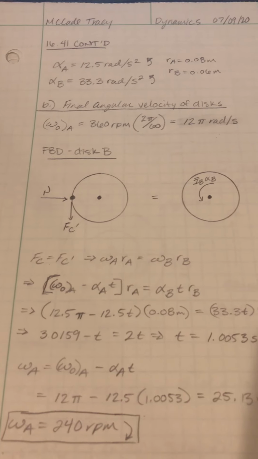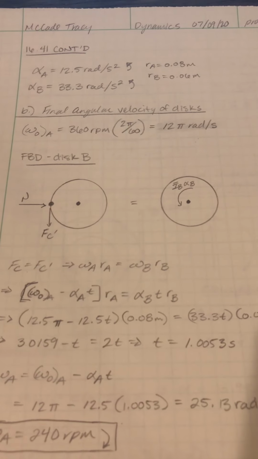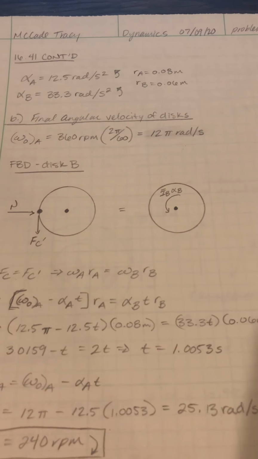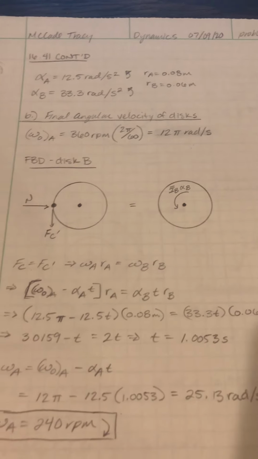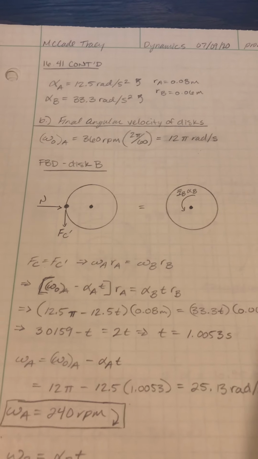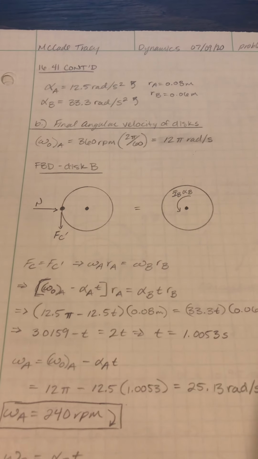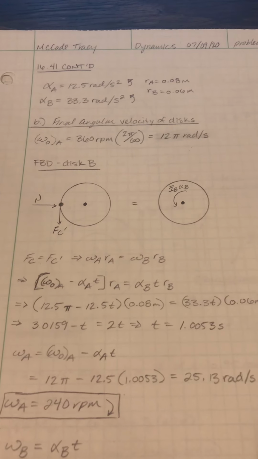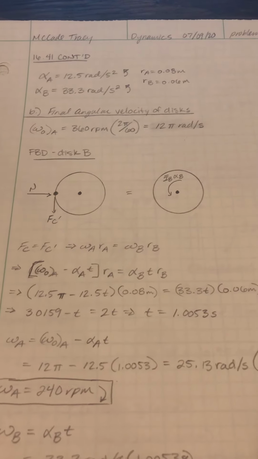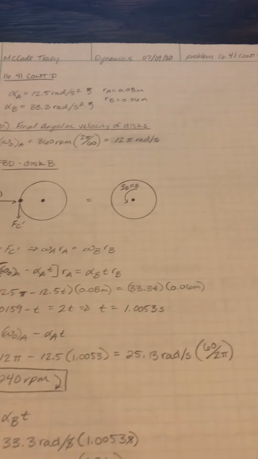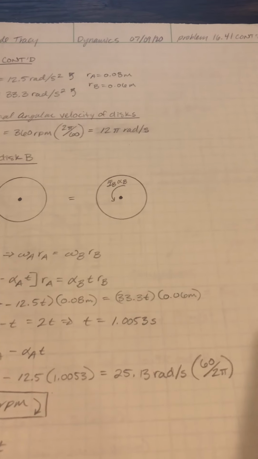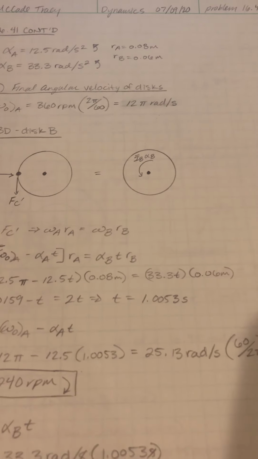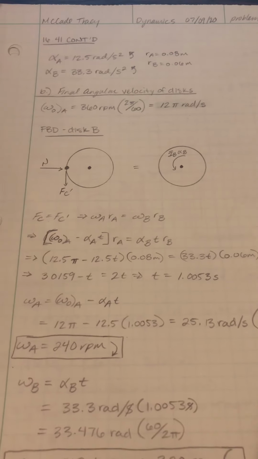As we set those equal to each other, that is essentially setting omega A times radius A equal to omega B radius B. Plugging in the things that we know, we need to solve for the time that it takes to reach this final velocity for disk A and B.